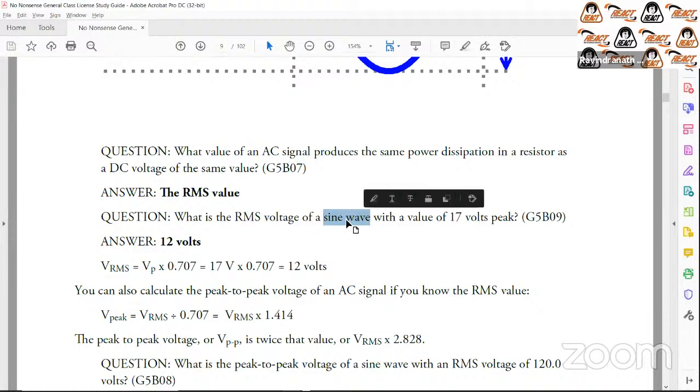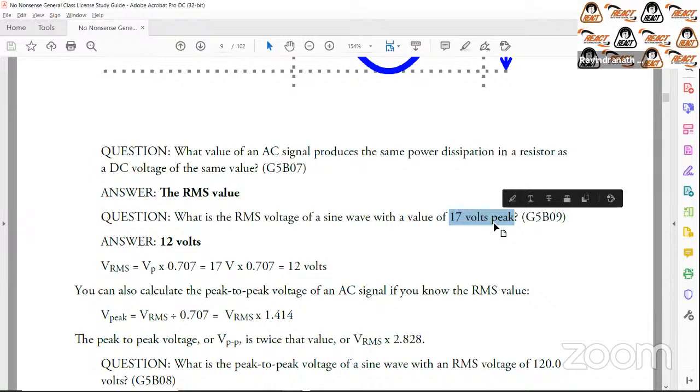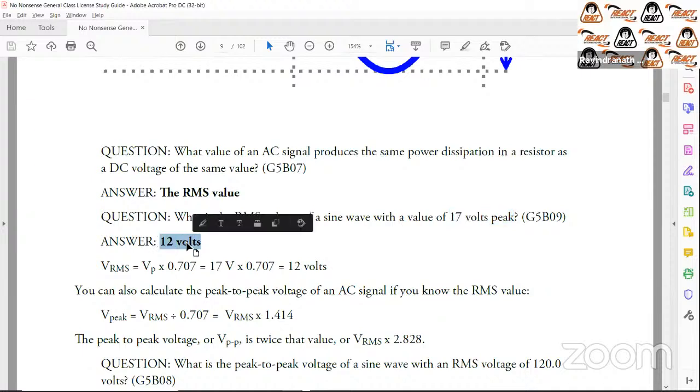But guess what? We learned what a sine wave is as a result of the question. So they're asking us about the RMS voltage of an AC current when the peak is 17 volts. And last class, we learned about the formula for converting from a peak voltage to an RMS voltage. And we simply have to multiply by what? Our magic number.